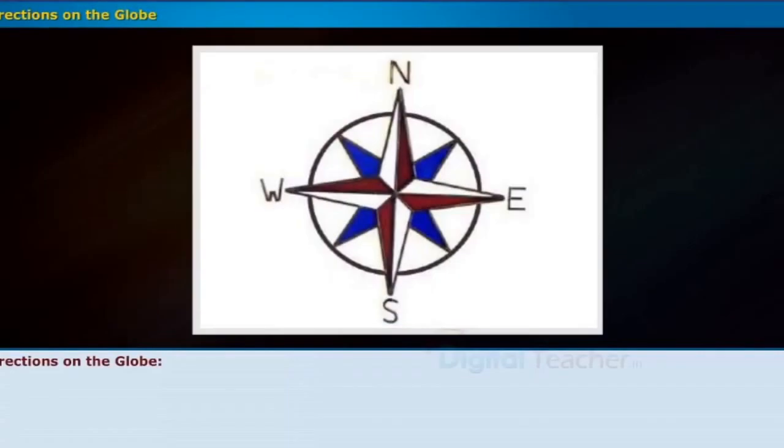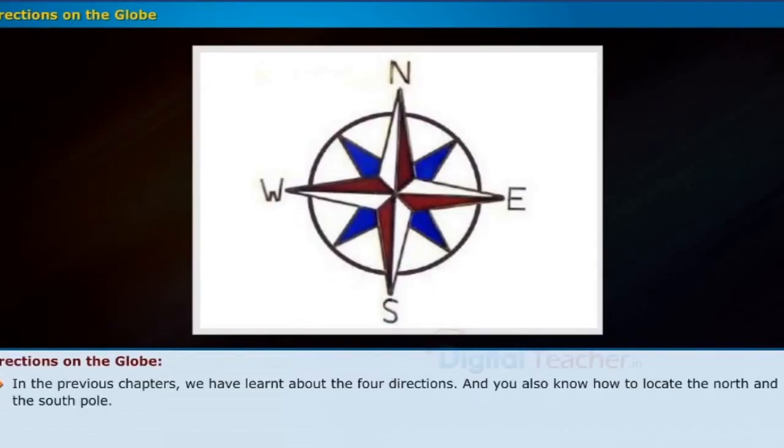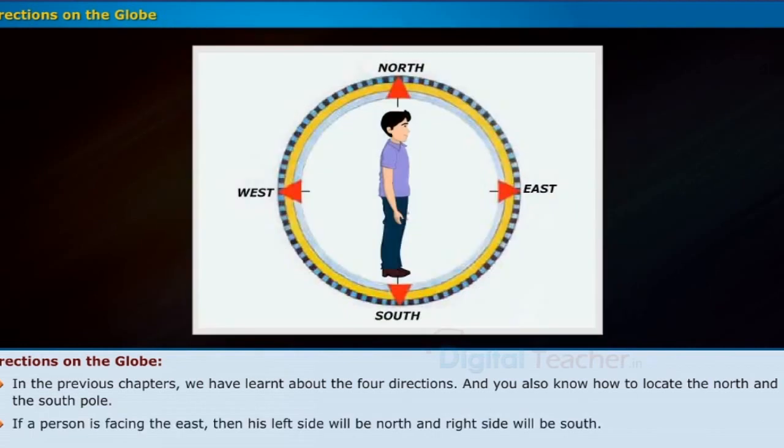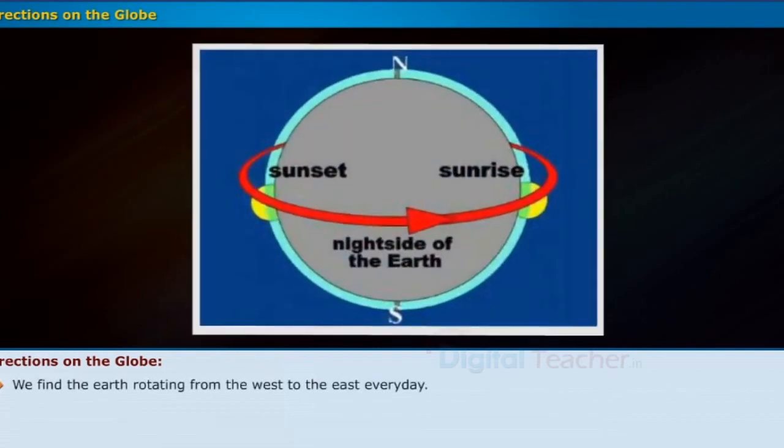Knowledge. Now let us know about the directions on the globe. In the previous chapters, we have learnt about the 4 directions, and you also know how to locate the North and the South Pole. If a person is facing the east, then his left side will be north and right side will be south. We find the earth rotating from the west to the east every day.